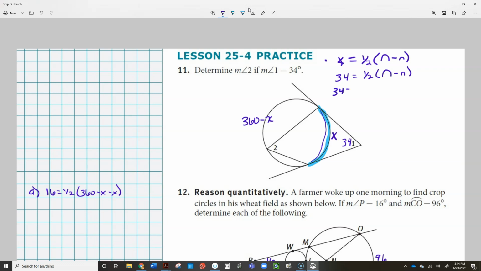So 34 is equal to half of the big arc, which is 360 minus X, minus the little arc, and the little arc we're calling X. So this is the big arc minus the little arc. So I'm going to get rid of the 1/2, multiply both sides by 2, and that's going to give me 68 is equal to 360 minus 2X. I'm going to add 2X to both sides, and I'm also going to subtract 68 from both sides.